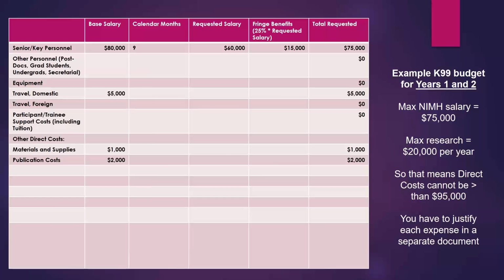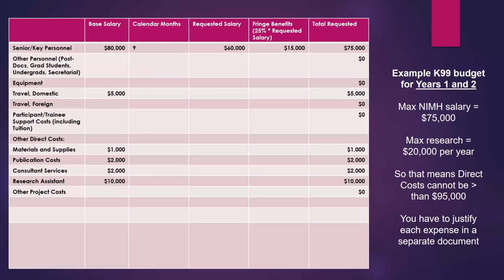Other direct costs, materials and supplies. I want 1K to go to a new laptop, and I want to have 2K go to publishing costs. So there's a lot of open access journals that cost money to publish in. So I want to have that money, 2K, available for when I'm trying to publish my fMRI secondary data analysis paper.